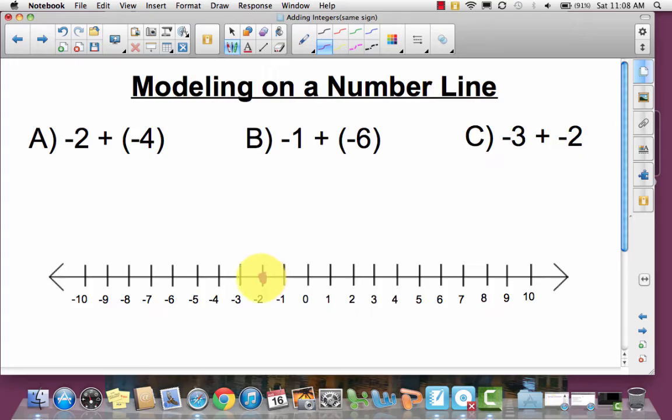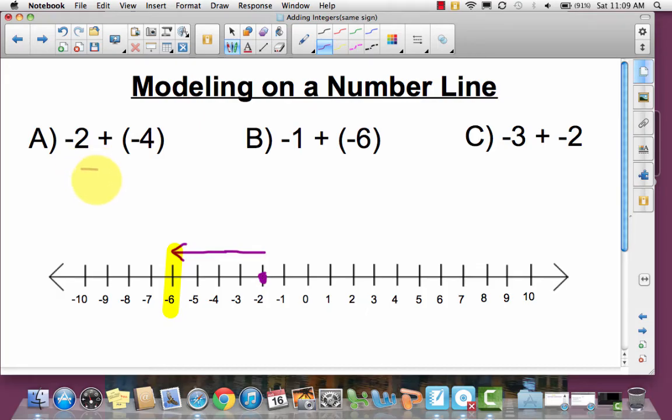And when I add a negative number, I'm actually moving further away from 0. I'm going to move to the left. I'm getting smaller. So I have to go 4 times to the left. So 1, 2, whoa, that wasn't supposed to happen. Let me fix that. 1, 2, 3, 4. And I'm going to draw my arrow so that I know that I moved to the left. And the number that I left off on here is -6.